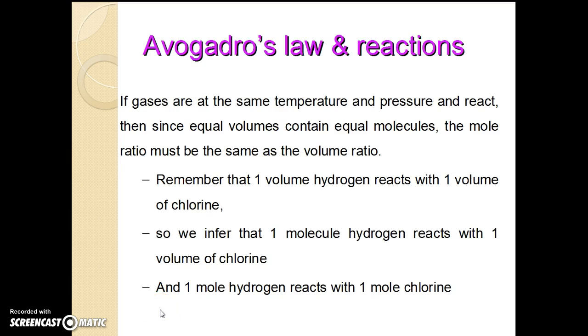Now you may recall that 1 volume of hydrogen will react with 1 volume of chlorine at the same temperature and pressure. So we infer that 1 molecule of hydrogen reacts with 1 molecule of chlorine. If that doesn't make perfect sense, go ahead and revisit the video Gases and How They Combine. In that case, since a mole is just a big number of molecules, then 1 mole of hydrogen would react with 1 mole of chlorine.